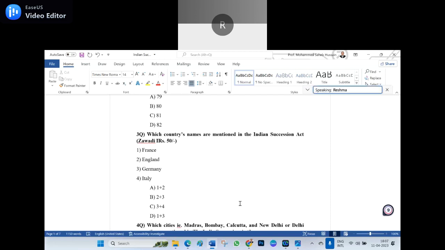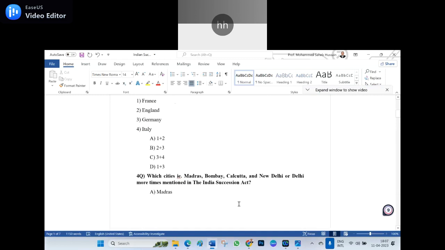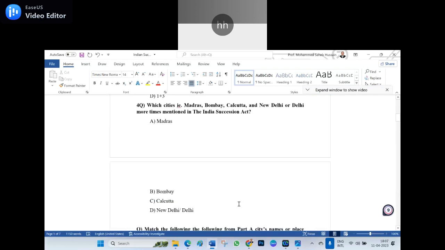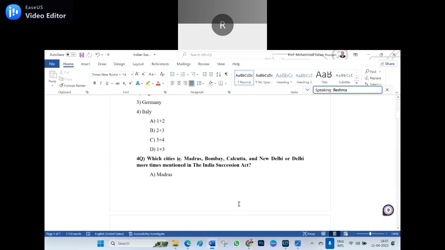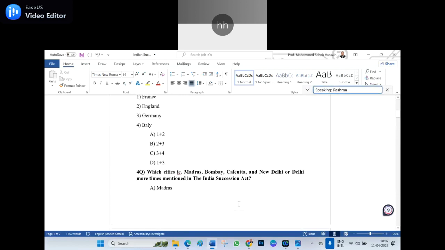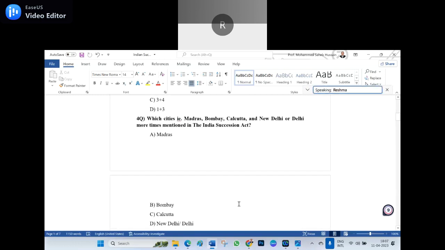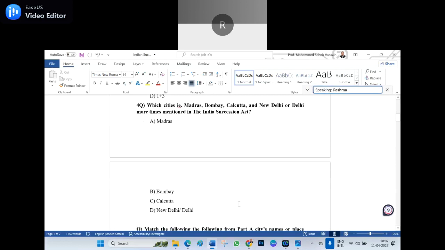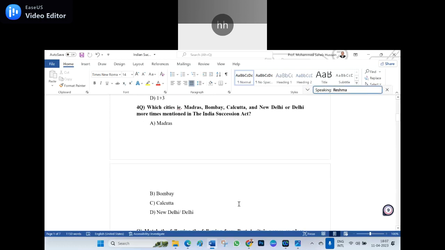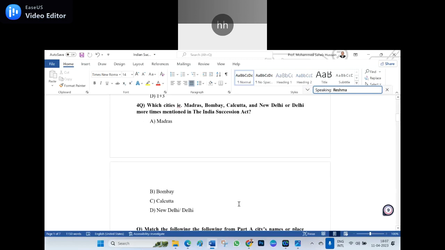Wrong. Only France and England are mentioned. There is no Germany, no Italy. Hence the answer is A, 1 plus 2. When Germany and Italy are not there, only 2 are left. Okay, now the fourth question.